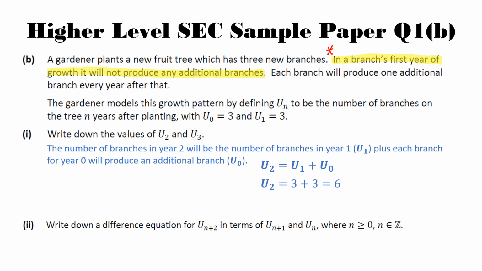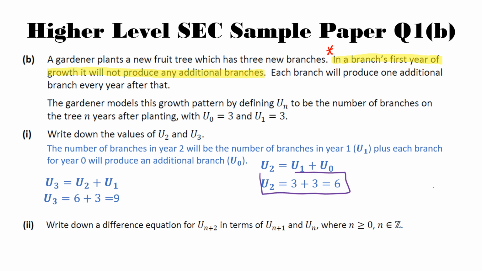Now, for U3, we can use the same logic and say, well, U3 will be all the branches we had in U2 plus everything that was there 2 years ago, so that was in U1, will produce extra branches. So that gives us 6 plus 3. So 6, because that was our answer for our U2 here.